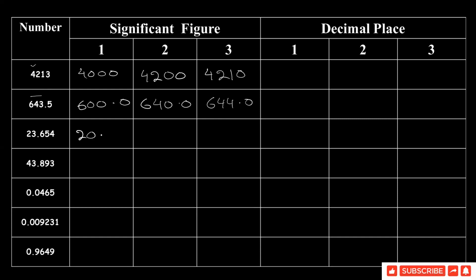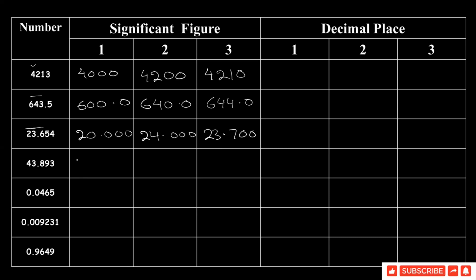23.654. 20.000. And for 2 significant figures, it is 23, but after 3 you have 6 which is greater than 5. So just add 1 to 3. This becomes 24.000. And the next one, 3 significant figures, is 23.6 and this is 5 next. So you will add 1 to 6. So it becomes 23.700. Got it?